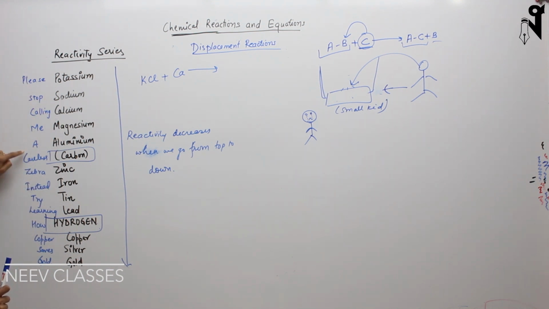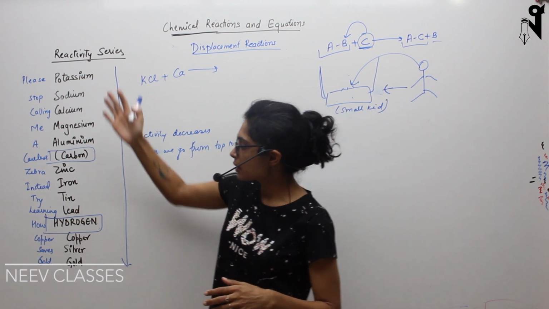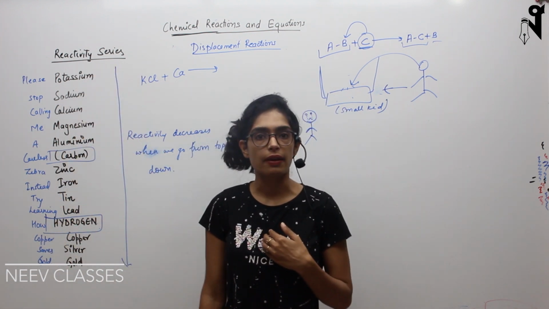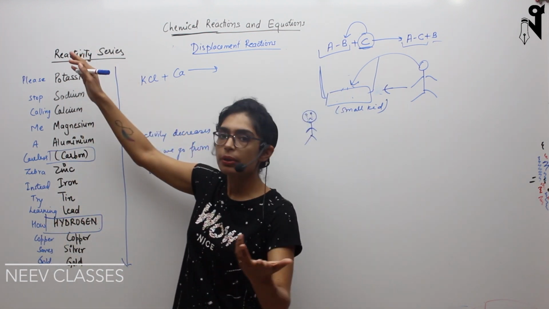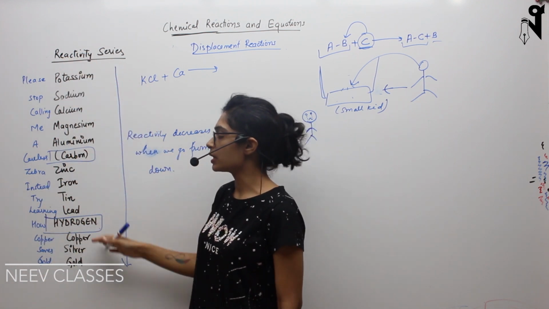Please stop calling me a careless zebra and try learning how copper saves gold. If you just remember the sentence, see, it is quite easy. I also remember it the same way. Or you can make your own. So it's completely up to you. This way you can remember all the elements in this series.